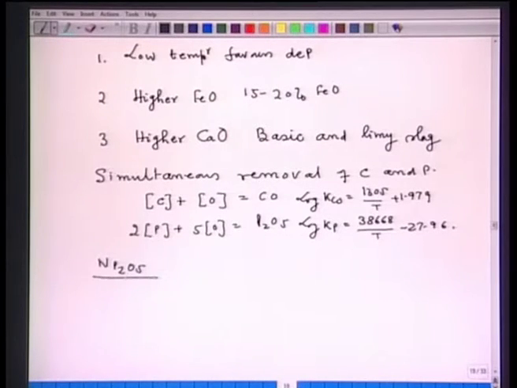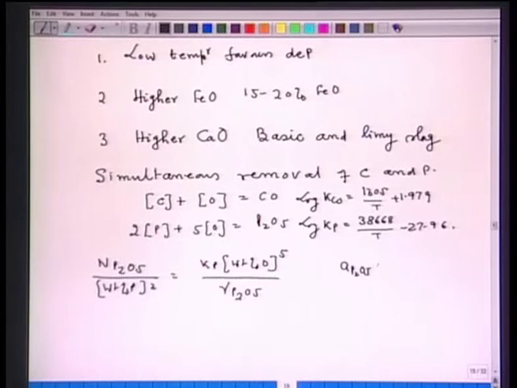NP2O5 upon weight percent P whole square is equal to Kp into weight percent O to the power 5 upon gamma P2O5. Note, you have to also use activity of P2O5, that is equal to NP2O5 into gamma P2O5.